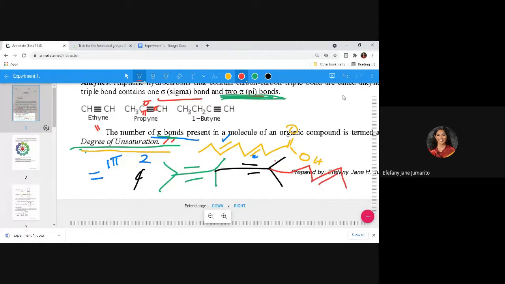Okay, what is the degree of unsaturation? 5. Okay, 5. Yes, that's it.